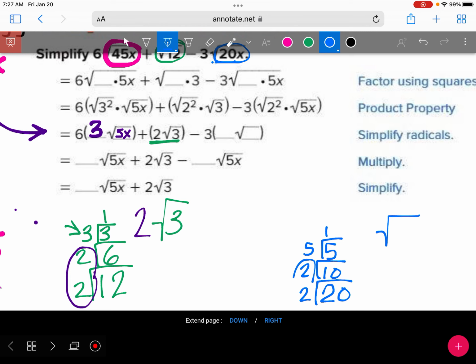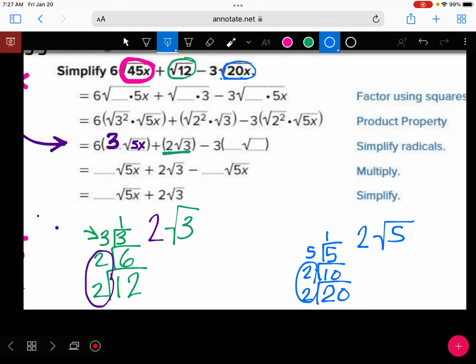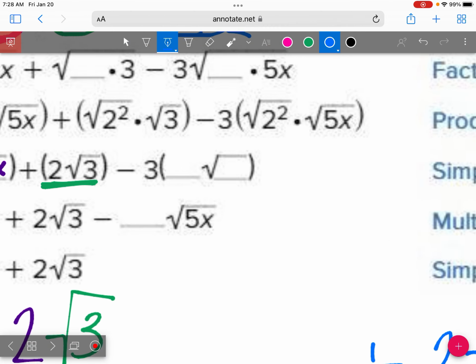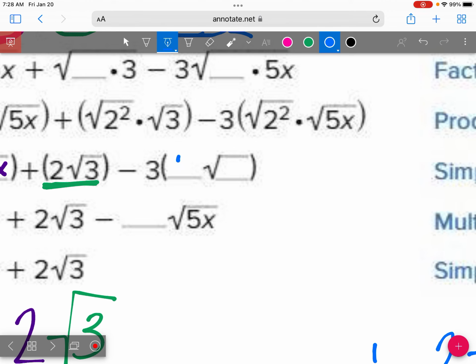2. A 2, because I have a pair of 2s here. And what goes inside? 5. And in fact, since it's 20x, it's going to be 5 what? 5x. That x stays inside because I don't have a pair of x's. So on this line here, we're going to have our 2 square root of 5x.